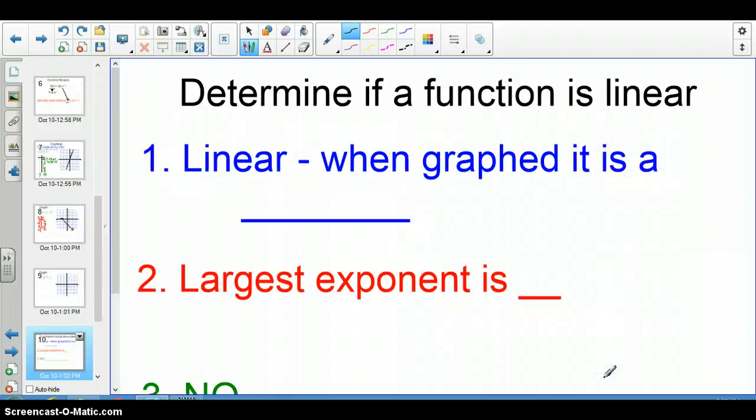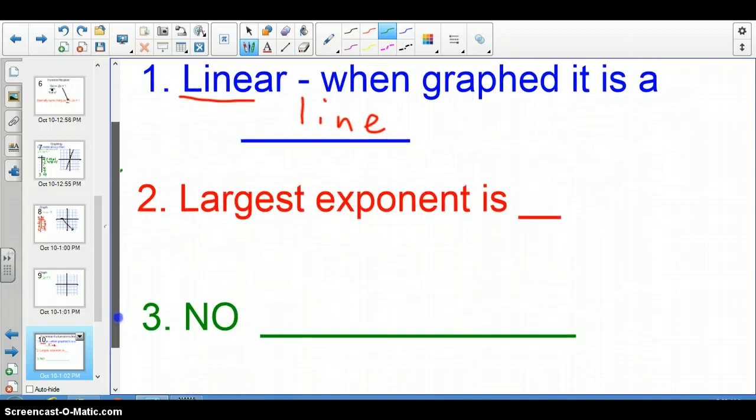Okay, so now determine if a function is linear. A linear function, when it is graphed, will look like a line. It's going to look like a straight line. So if we look at these functions and we look at our x value, then a linear function, when we graph it, will look like a straight line.